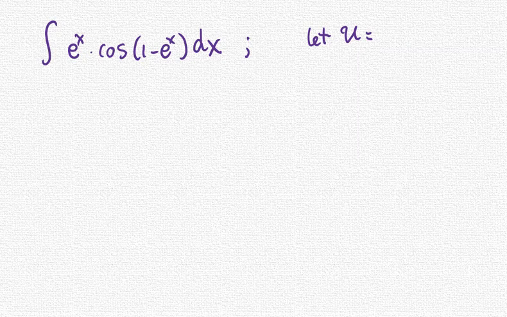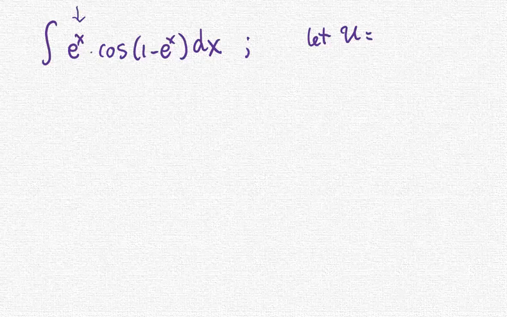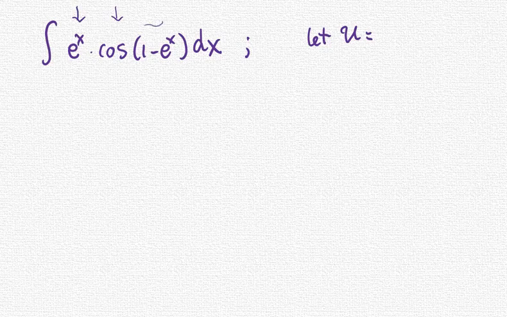We have the product, the e to the x, and the cosine. Cosine of what? Cosine of 1 minus e to the x. So that's the inner function. So we let u be 1 minus e to the x. And then next part, as a routine, find the differential.